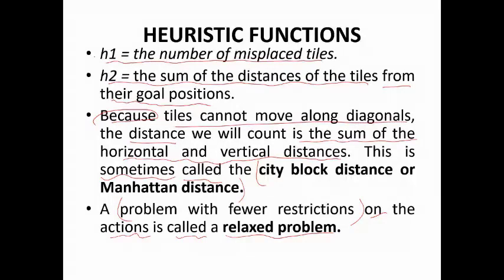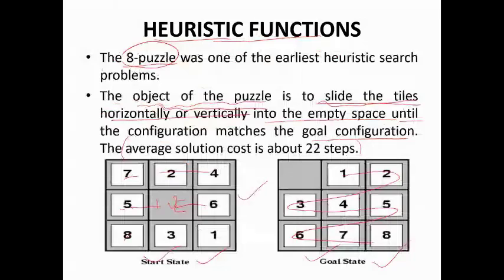In this example, we can consider H1 as the number of misplaced tiles. As you can see, 7 is here at the first place. How about 1? 2 is here, in place of 1. So this means it has been misplaced, just one position to the left, because 2 should be in this position. So there's a difference of one position.